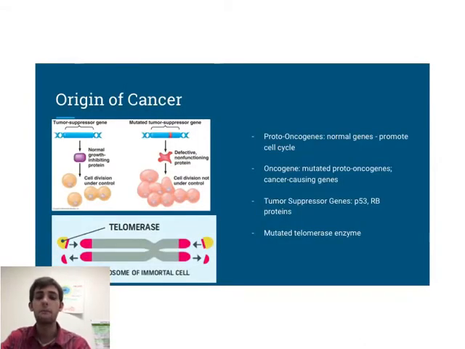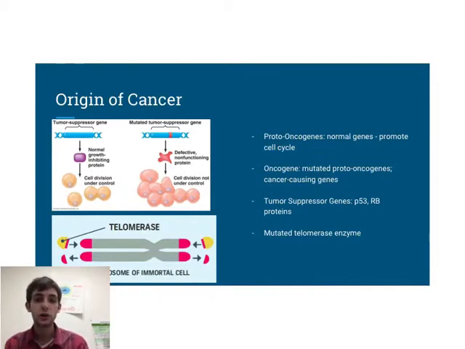Lastly, I just want to talk about some big terms when we talk about the origin of cancer. These terms may sound familiar to you, but the three I want you to be most familiar with is right here. The first is a proto-oncogene. These are genes that are going to promote the cell cycle, and typically these are your normal genes. So all of our chromosomes are going to have these proto-oncogenes, or those normal genes that just tell a cell to continue going through the cell cycle.